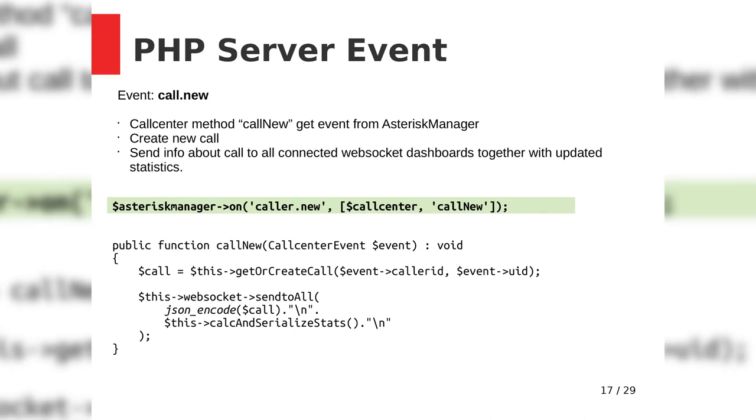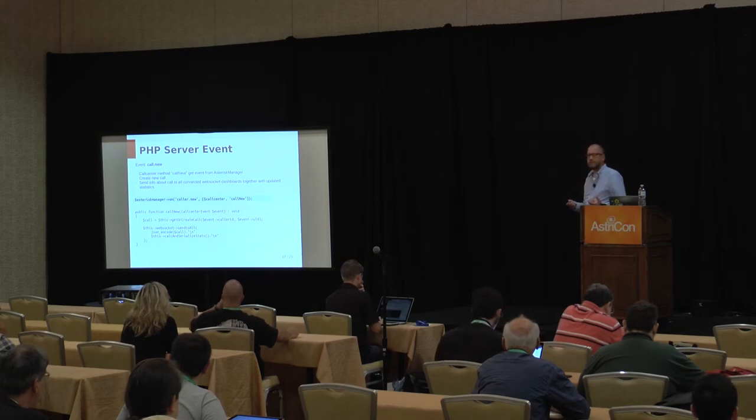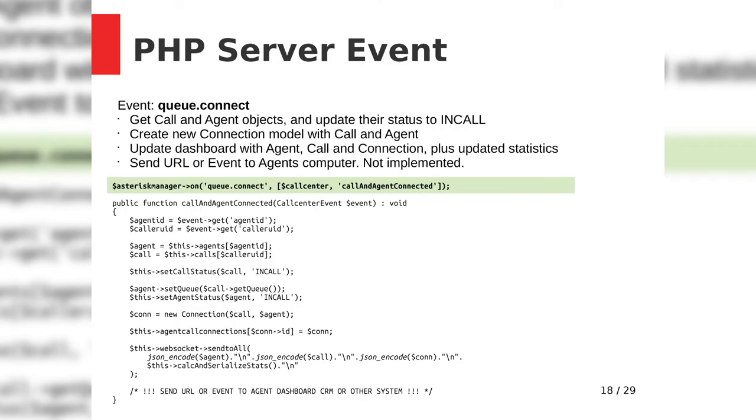When a new caller comes in, we create a new call, and then all we do, we tell all the connected WebSockets, all the dashboards connected, that we have a new call. So we just serialize the call object, and then we also pass along with it the current statistics. So every time something happens, we also send the new statistics. And then finally, here's the queue connect.